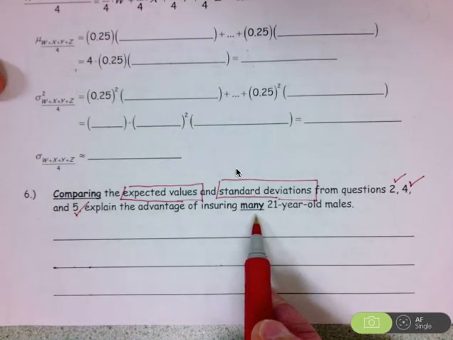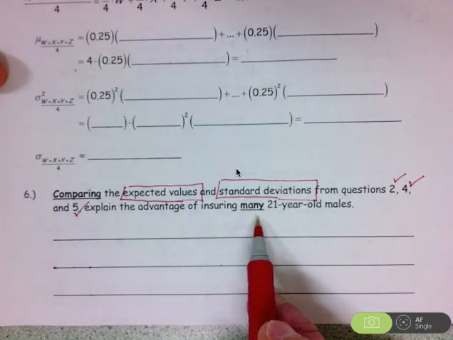And to understand that, the idea is that we can combine random variables to get some idea of how the centers and the spread may or may not change as you insure more and more individuals. That's the idea behind this question. Hope this has been helpful.